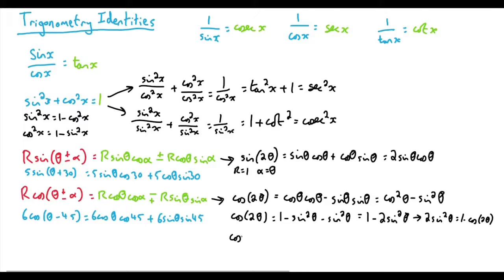Similarly, cos 2 theta could also be called cos squared theta minus (1 minus cos squared theta), because sine squared is the same as 1 minus cos squared, sorry. Just expanding these brackets, cos squared minus minus cos squared is now plus 2 cos squared theta, and that's just minus 1. So 2 cos squared theta is the same as 1 plus cos 2 theta.